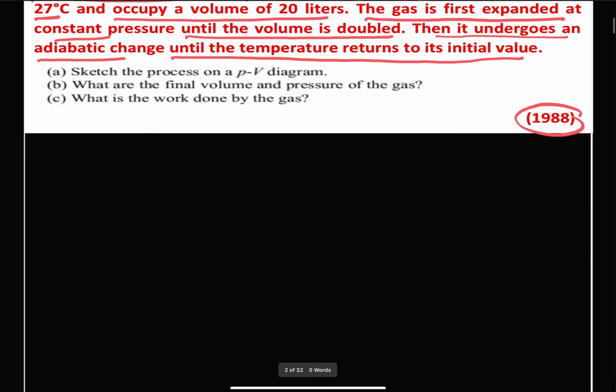So based on this, we are having 3 questions. Part A, sketch the process on a PV diagram. Part B, what are the final volume and pressure of the gas? And part C, what is the work done by the gas? So first of all, we have to plot our PV diagram.